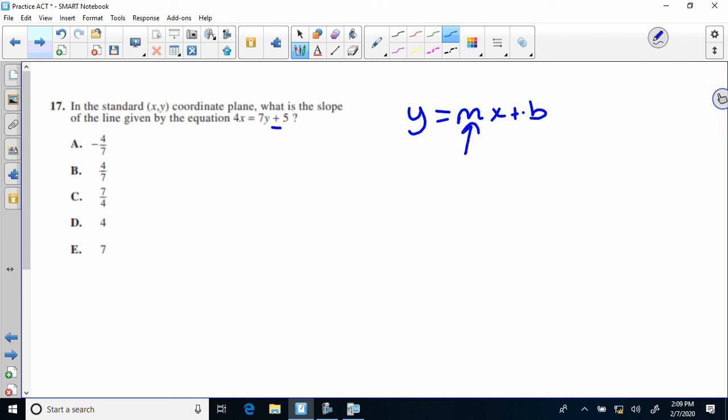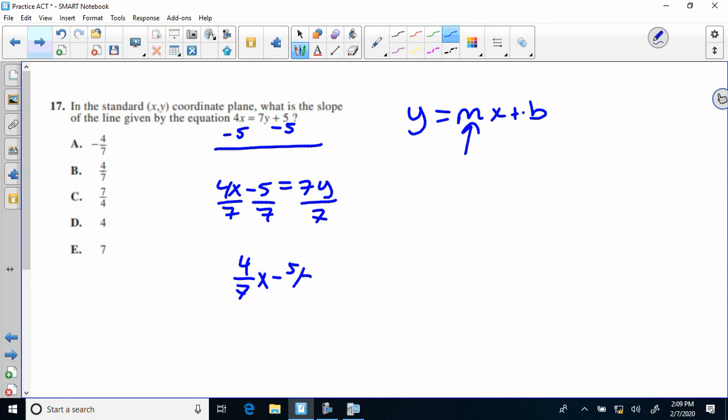So if I'm solving this for y, I'm going to subtract 5 from the other side, and it gives me 4x minus 5 equals 7y. Then divide every single one of those by 7, and you get 4/7 x minus 5/7 equals y. And so what's my slope? It's what's in front of x, this value right here, 4/7. So my answer should have been the letter B as in boy.